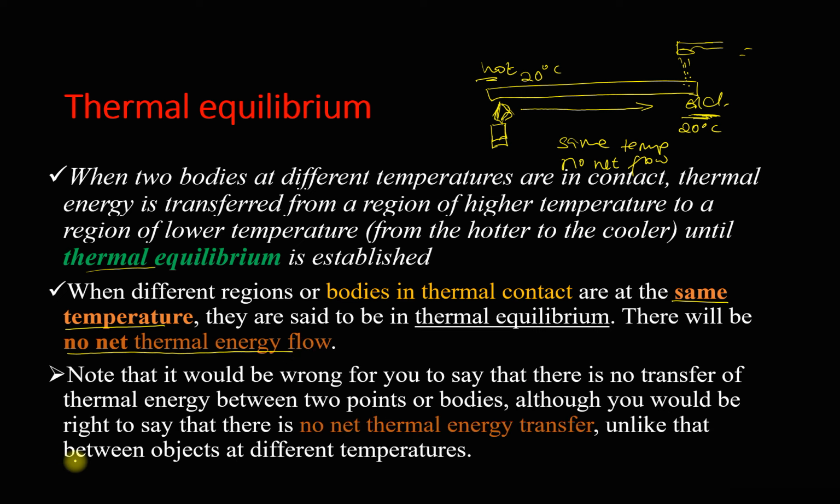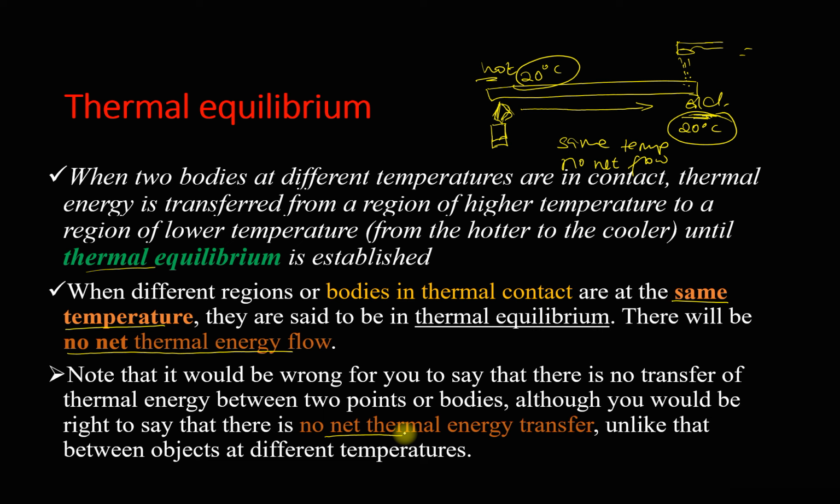I want you to note that it would be wrong for you to say that there is no transfer of thermal energy between the two ends or the two points here. Even if this is at 20 degrees Celsius and the other one has also now become 20 degrees Celsius, we can't say there is no transfer of thermal energy between the two ends. There is still transfer of thermal energy, but there is no net transfer. There is no resultant flow of thermal energy in any particular direction because thermal energy is now flowing in all directions equally.